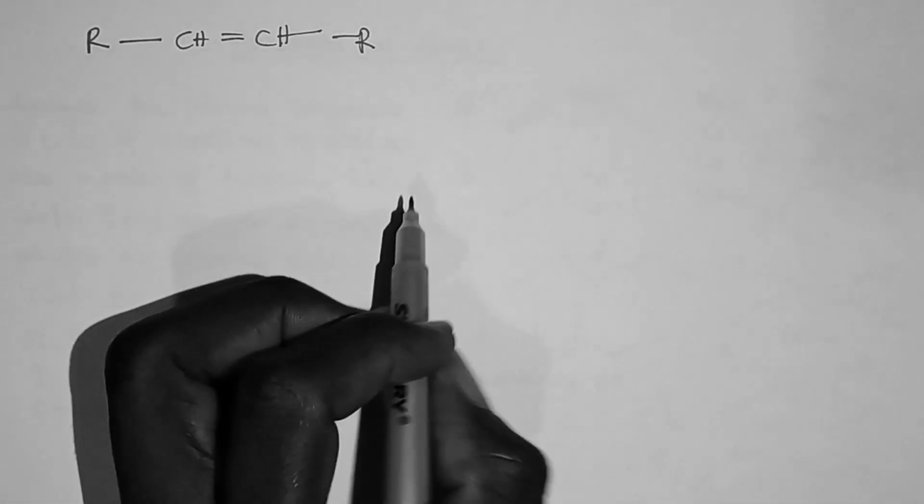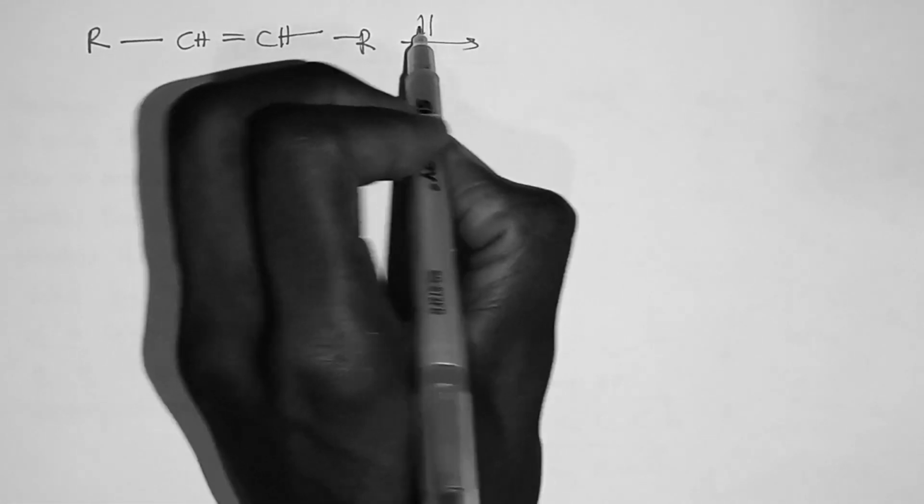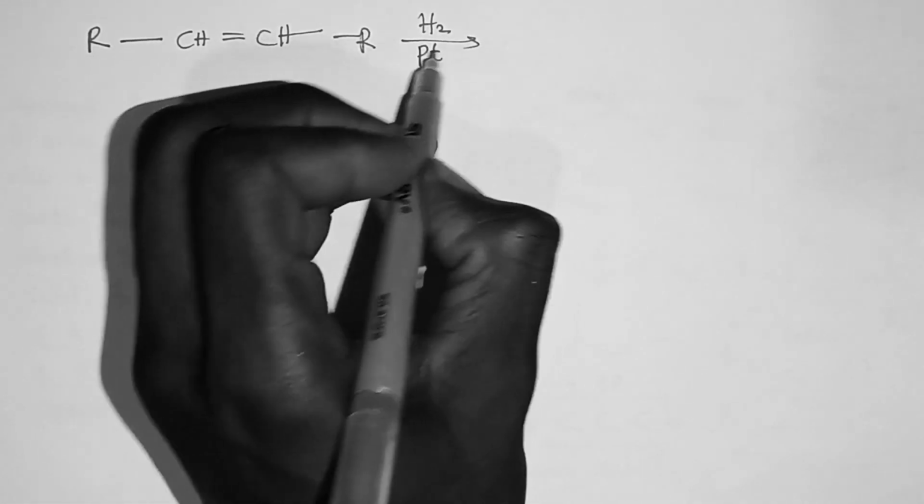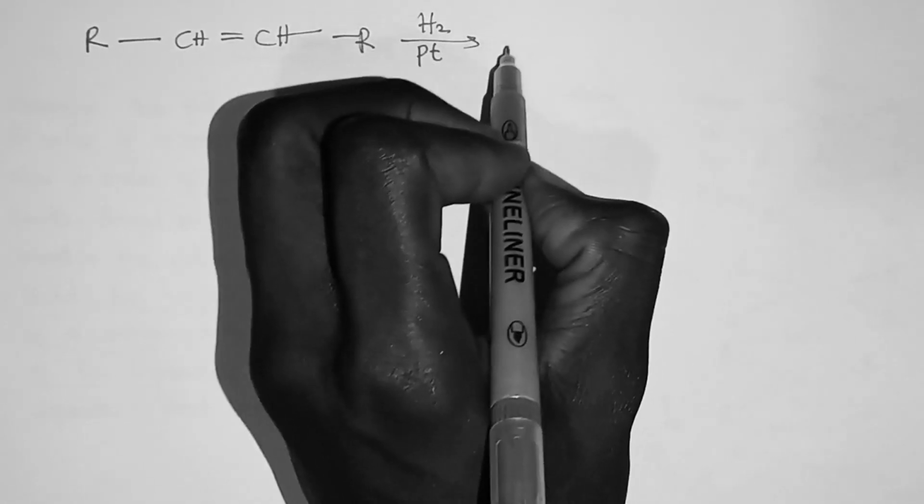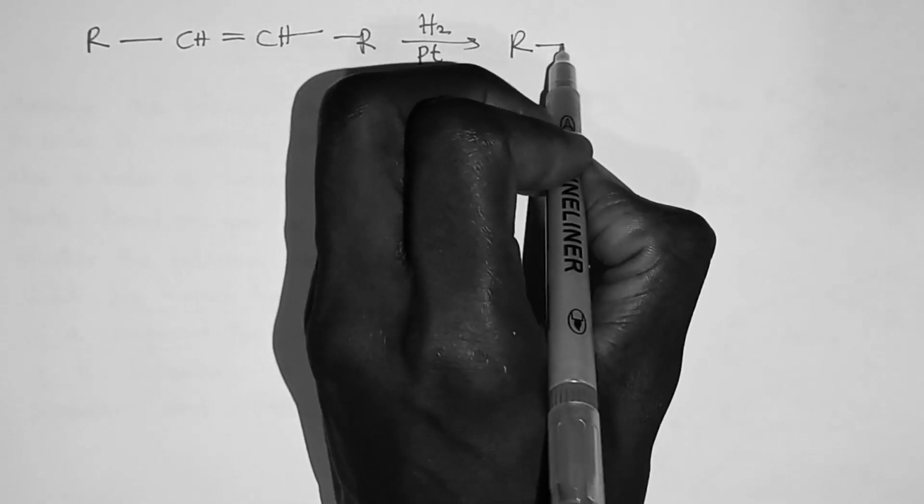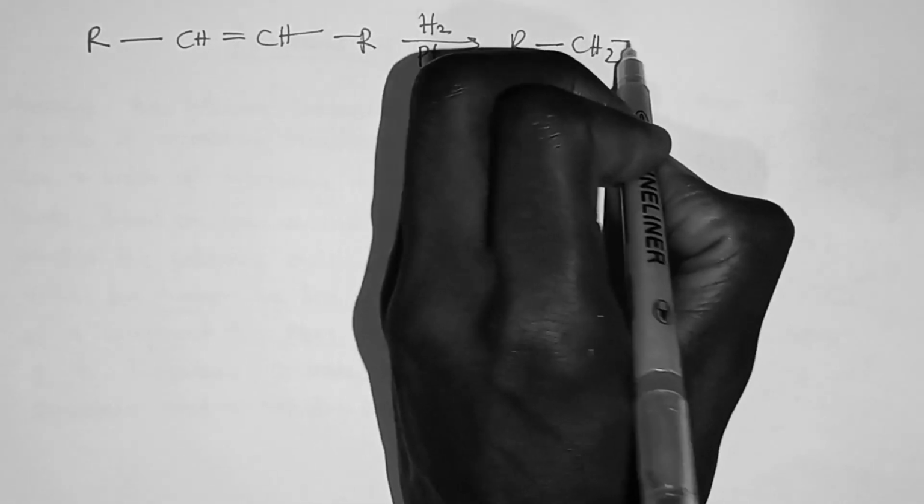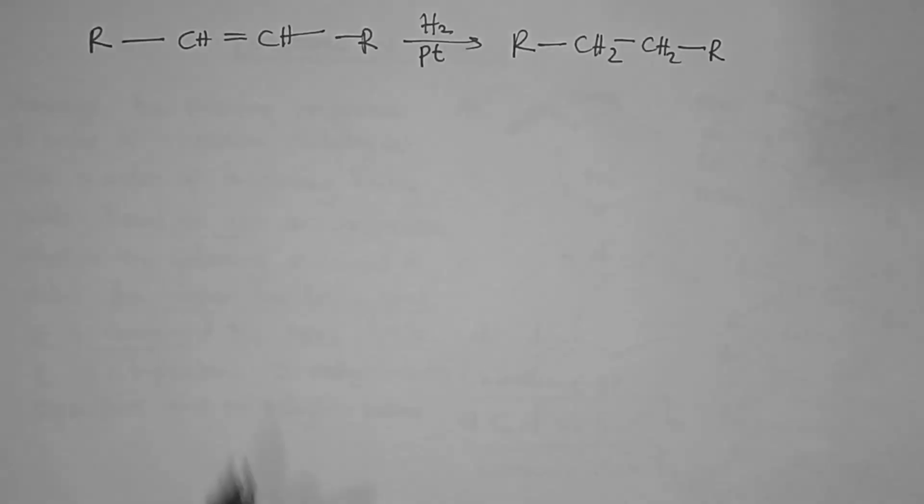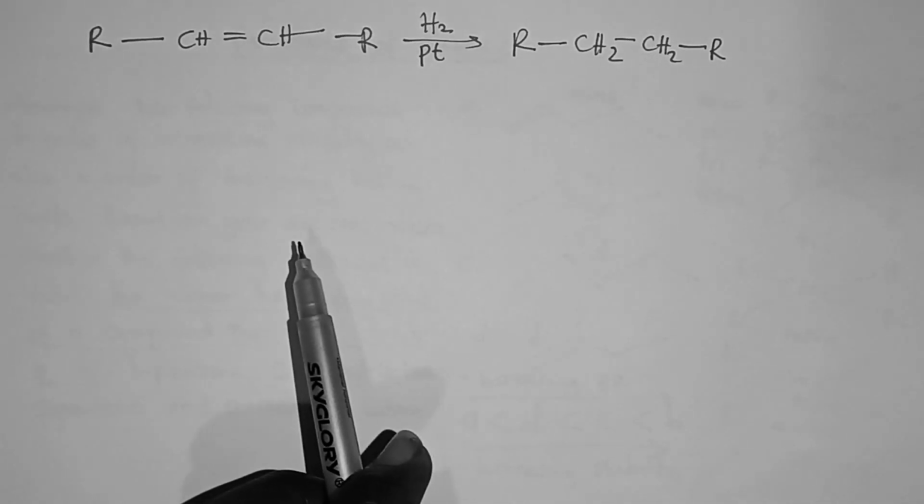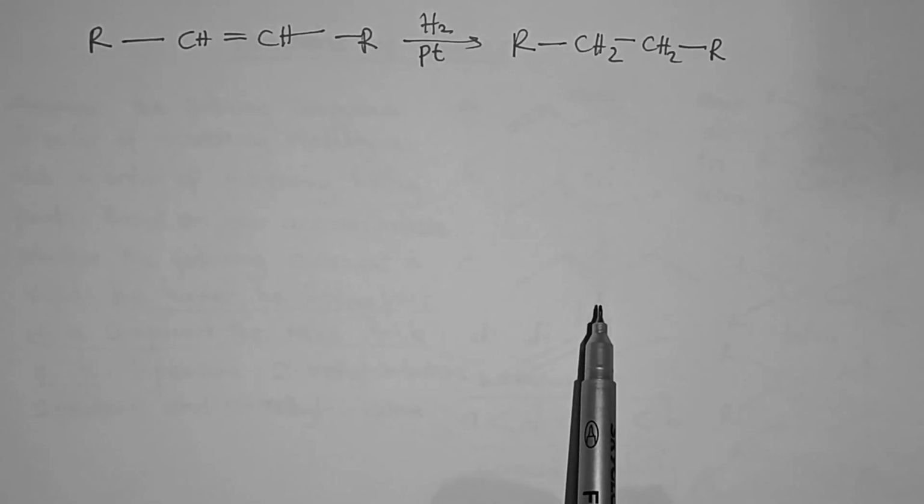Consider this alkene. If you put in hydrogen gas and platinum, this molecule will become the alkane RCH2CH2R. So this is called the hydrogenation of alkenes, and it is an addition reaction.